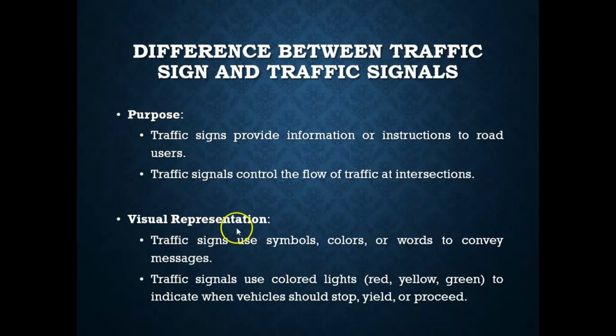We have the visual representation. Most of the time, traffic signs are usually in the form of symbols, colors, words to convey messages, and they are static. I already said that also. But traffic signals use colored lights like red, yellow, green, and this is just to indicate whether vehicles should stop, whether to yield or to proceed. So that is the difference between traffic signals and traffic signs when it comes to visual representation.